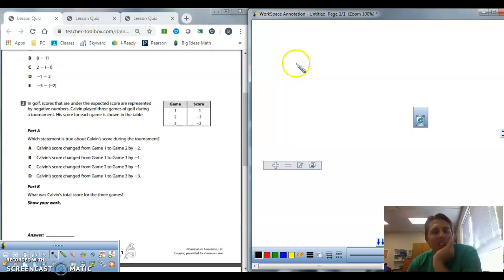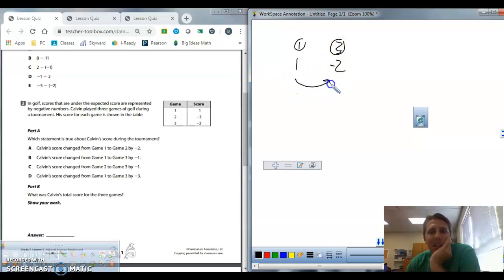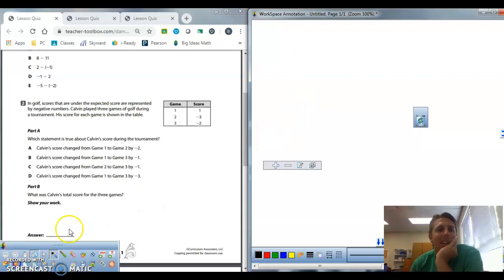Calvin's score changed from game 1 to game 3 by -3. All right, so from 1, that'd be game 1 score, to -2, that'd be game 3 score. From game 1 to game 3, did it change by -3? Well, to get from 1 to -2, how much did you have to go back? You had to go down -3, so that would actually be the right answer there, letter D.